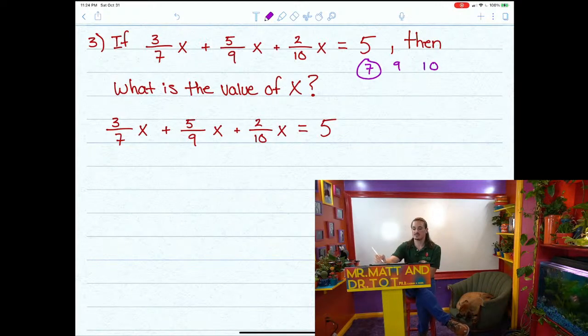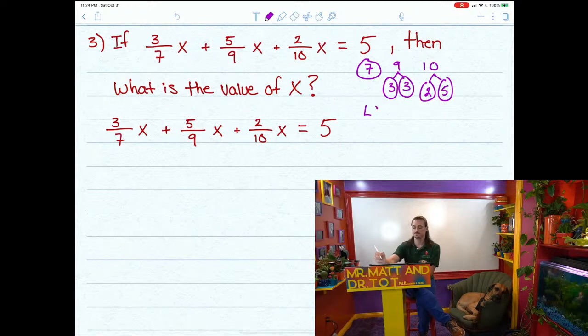So 7 occurs once in 7, 0 times in 9, 0 times in 10. So 1 is the greatest number of times 7 is used in any one factorization, so I'm going to take 1 seven. Moving on to 3. 3 is used 0 times in 7, 2 times in 9, 0 times in 10. So 2 is the most number of times 3 is used, so I'm going to take 2 threes.